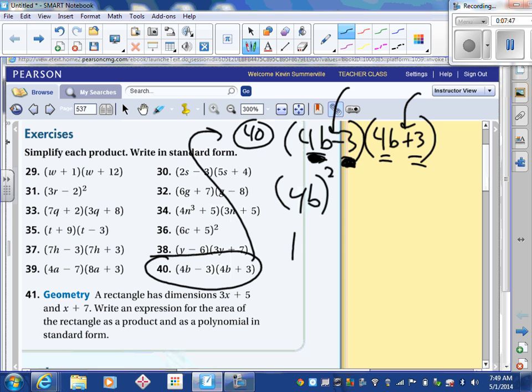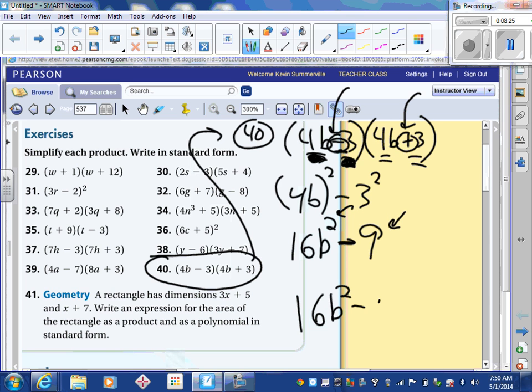So 4 squared is 16, b squared. Then I'm taking the 3. Because there is a minus sign in here, my answer is going to be minus. Then the only thing I'm going to do is minus 3 squared. 3 squared is 9. Is it in standard form, the highest exponent to the lowest exponent? b squared, and no letter, that's how you put it in. Okay, standard form. So my answer is 16b squared minus 9.